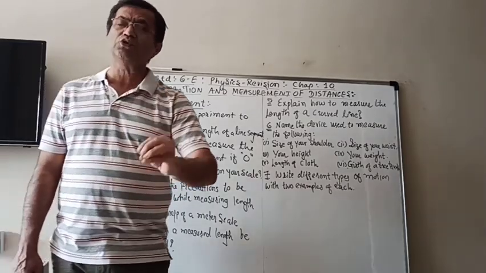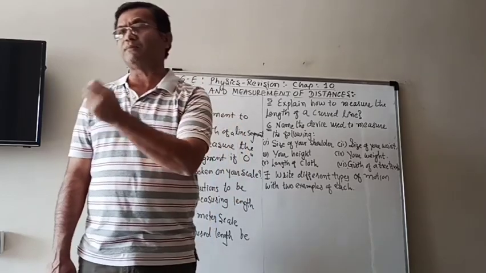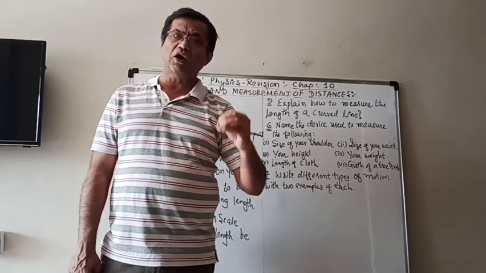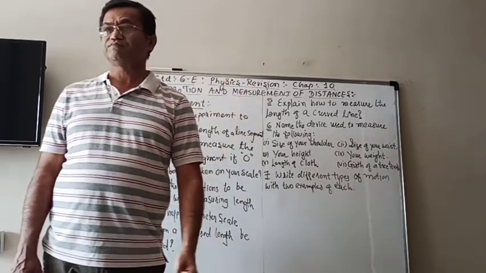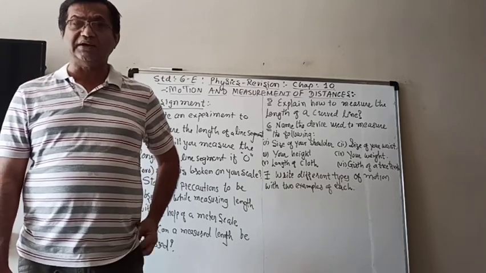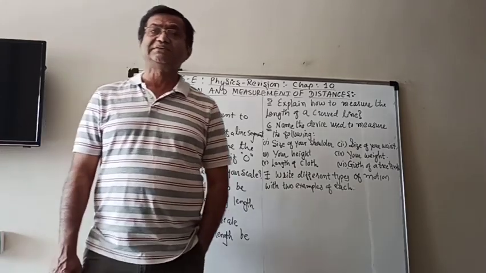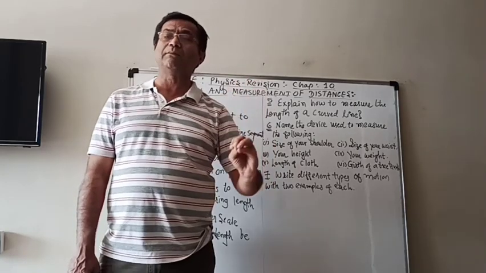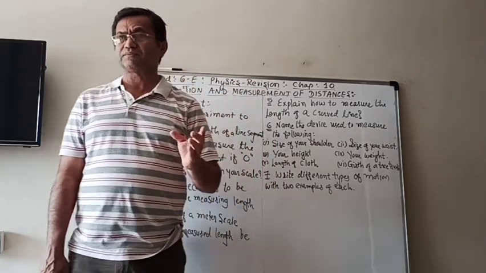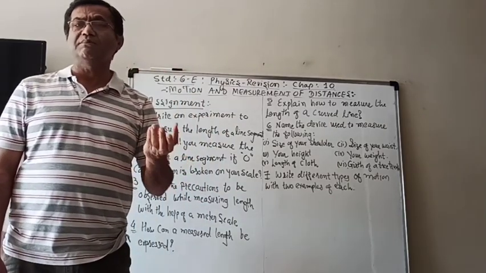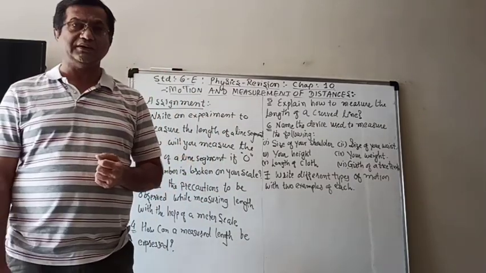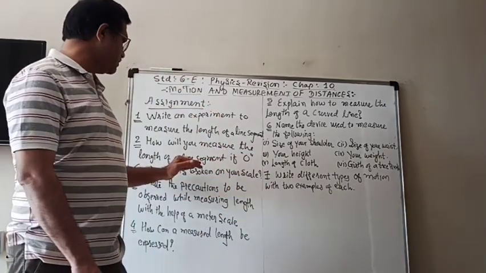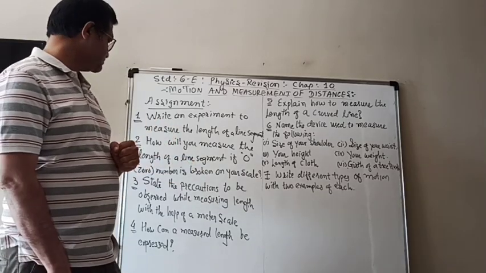If you started from 2, then you have to subtract 2 from the final reading. So whenever the 0 or 1, 2, 3, whatever is broken, then also we can find the correct length by starting with the first readable whole number and subtracting the initial measurement from the final measurement, and then that will give you the correct length of the object.